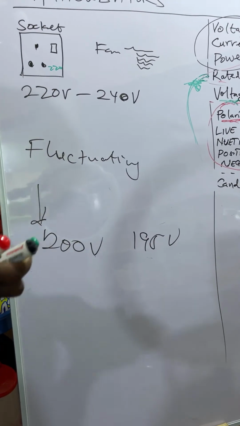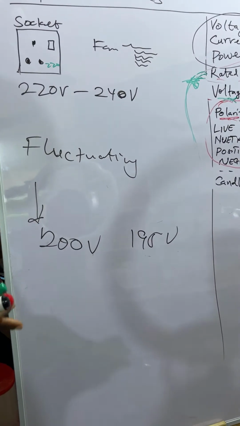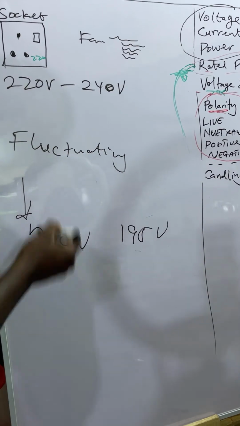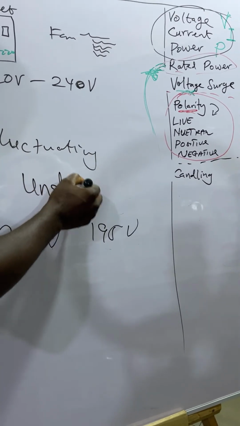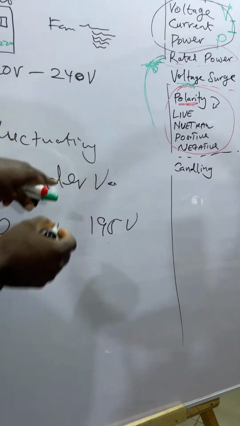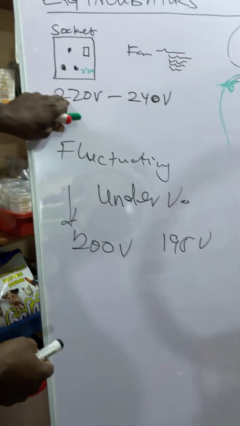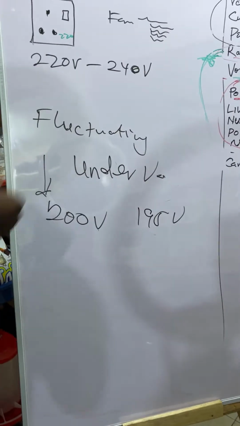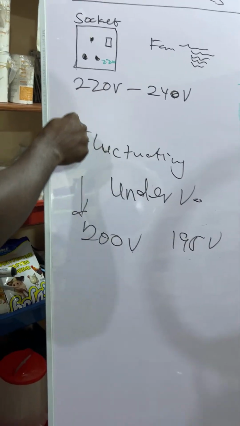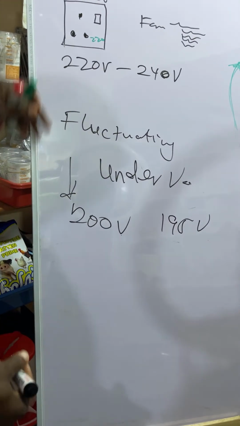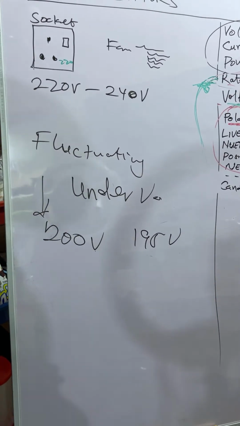My viewers, do some of you experience that in your areas? If you experience that, it's under voltage. Under voltage means the voltage you are getting from ECG is lower than this one. 220 going down, 200, even 195. That's under voltage or low voltage.